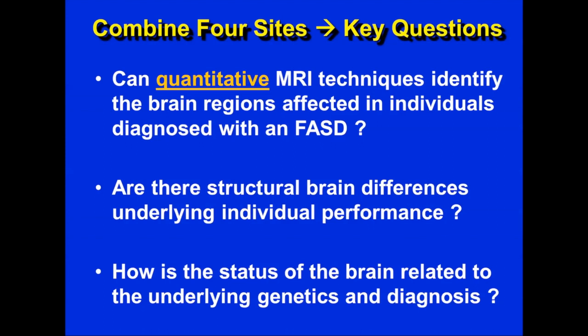Secondly, are there structural brain differences that underlie individual performance? Can we correlate changes in certain regions of the brain with certain aspects of performance? And that includes things such as math ability, reading, etc. And how is the status of the brain related to the underlying genetics and diagnosis? And this is going to be a very interesting avenue that's not been explored before.